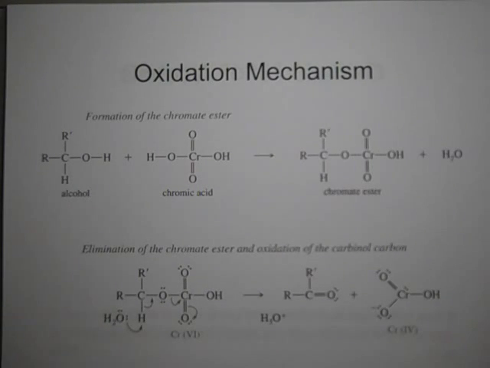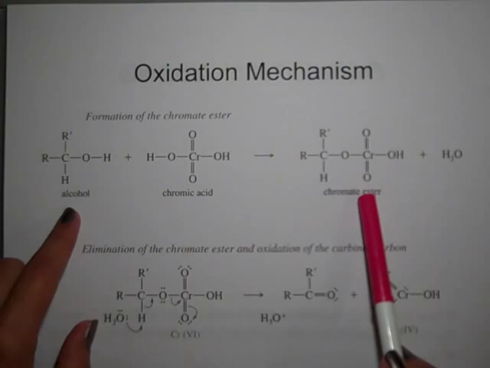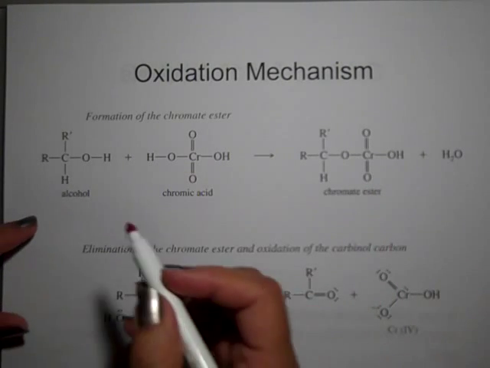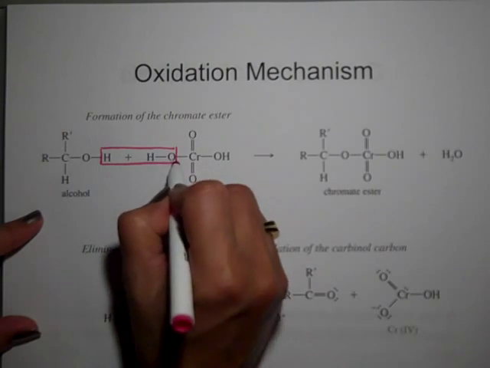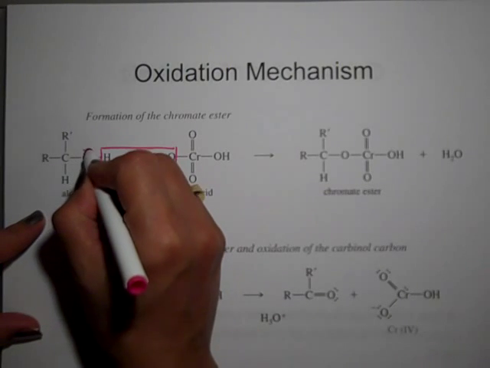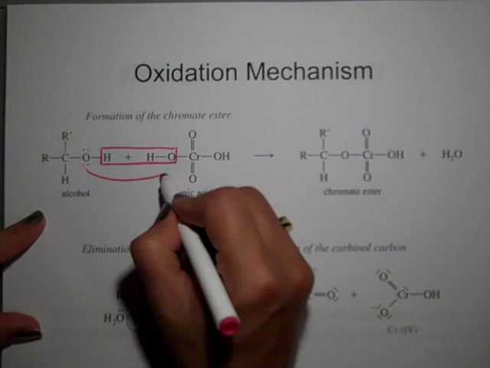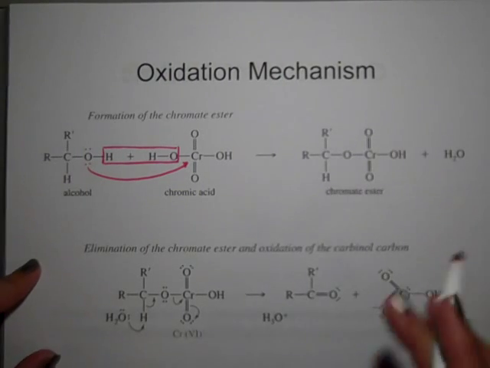The mechanism itself is kind of interesting because under acidic conditions, the chromic acid and the alcohol react to form the chromate ester. So there's going to be an elimination of water. I'm going to do what we call a box reaction. This is by no means the mechanism. This is just telling you that we're eliminating water. So the alcohol attacks the chromium, forming the chromate ester, eliminating the molecule of water. Again, this is all done under acidic conditions. And here's the important part.